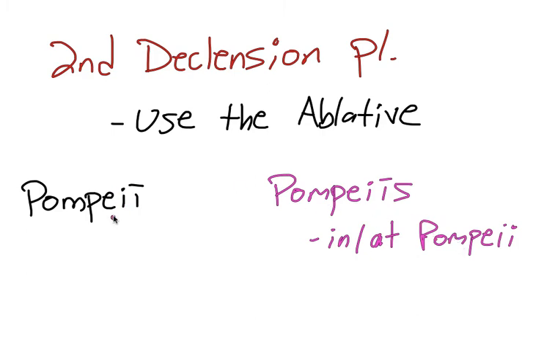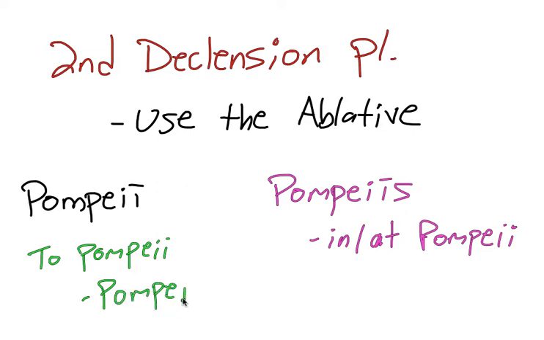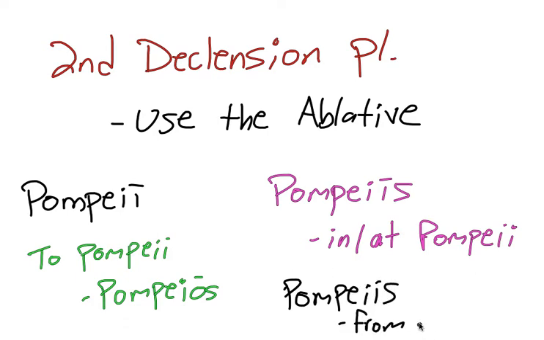Okay, and if I wanted to say to Pompeii, that would be accusative, so Pompeios. And then from Pompeii, of course, would also be in the same form as the locative, Pompeis. And remember, we make the differentiation between ablative and locative based on the context. Okay, good. All right, so now let's talk about third declension.